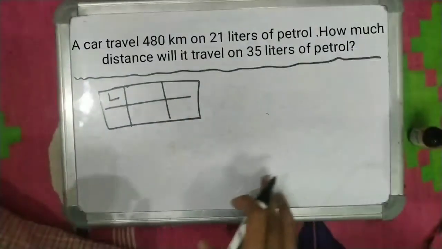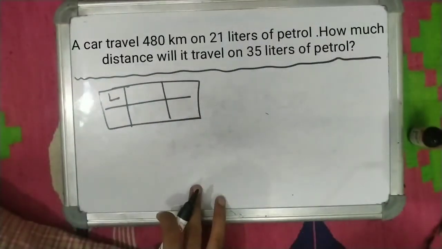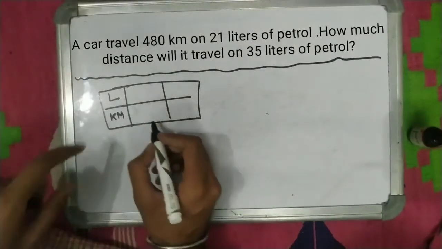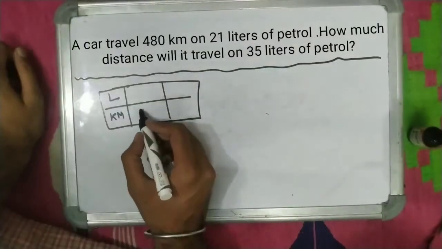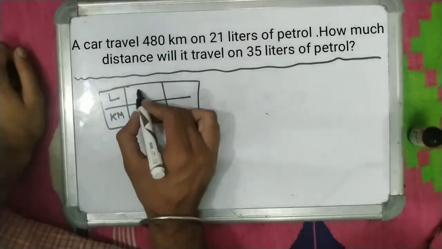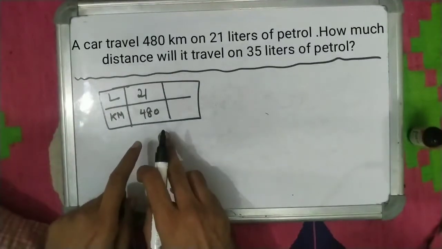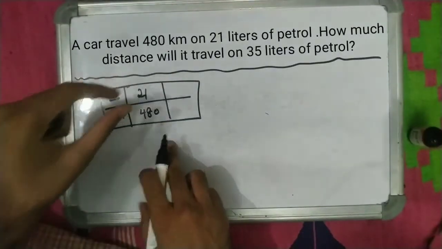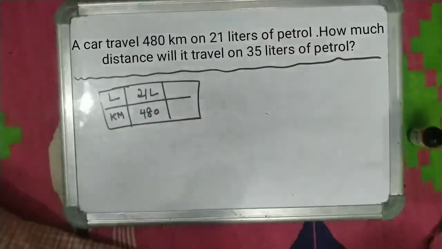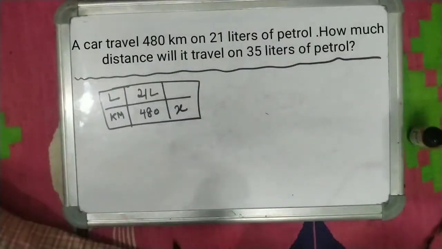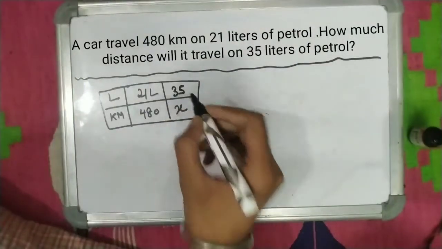And the second thing is, read the statement again. Liter and kilometer, we have kilometer. So first of all, we have 480 kilometer and 21 liter. A car travels 480 kilometer in 21 liter. Understand? Very easy. And next one is how much distance. So we need distance now, so take distance x in 35 liter.